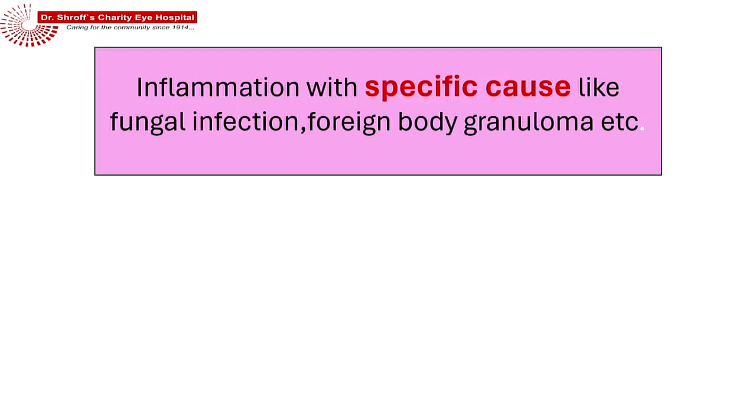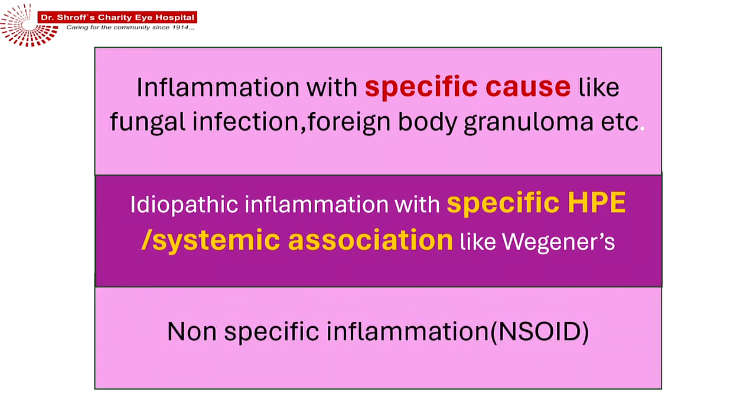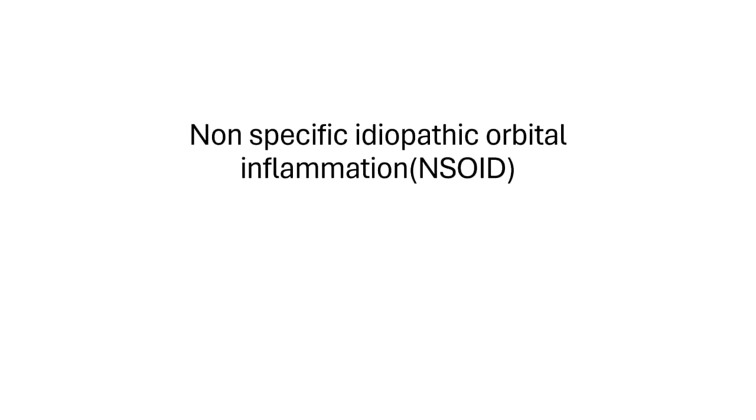One had a specific cause like a fungal infection or a foreign body granuloma maybe, which presented with signs of inflammation. And the second one was an inflammation with specific histopathological features like what we see in Wegener's. And the third category, which we usually deal with, the more major chunk, is what we call non-specific orbital inflammation after everything else is ruled out on biopsy.